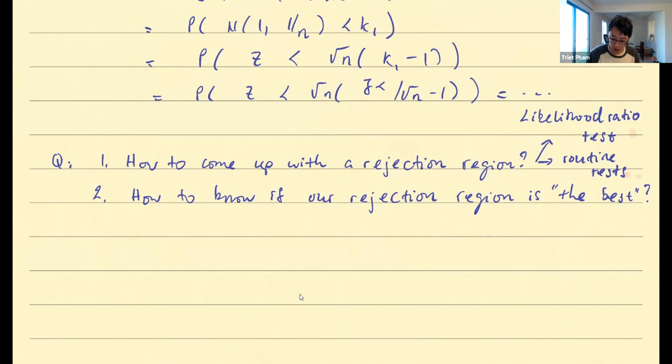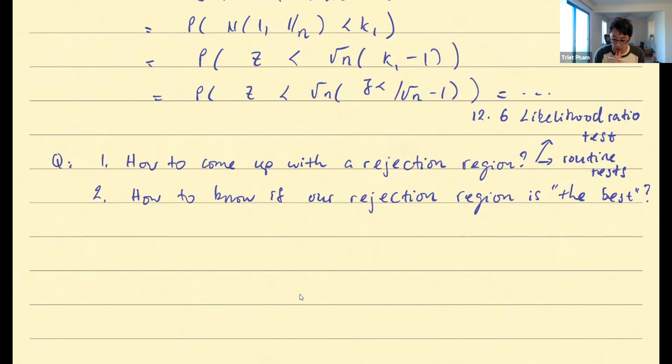The likelihood ratio test is going to be 12.5, I believe. Let me see if that's true. No, 12.6, I think. And routine tests will be chapter 13. Anyway, today we'll focus on the second question: how to know if our rejection region is the best.